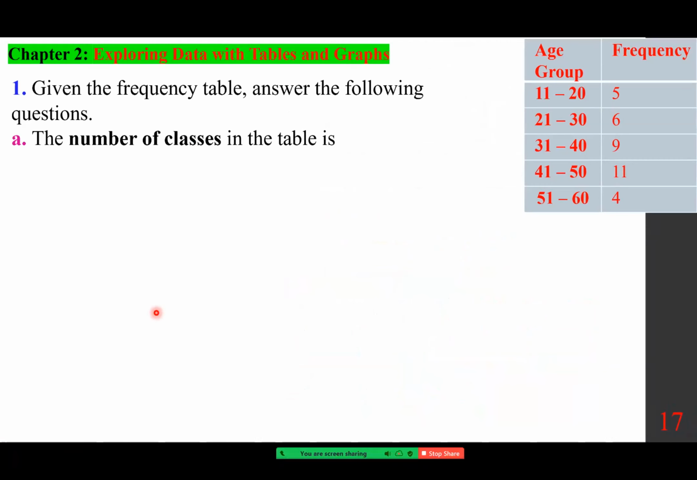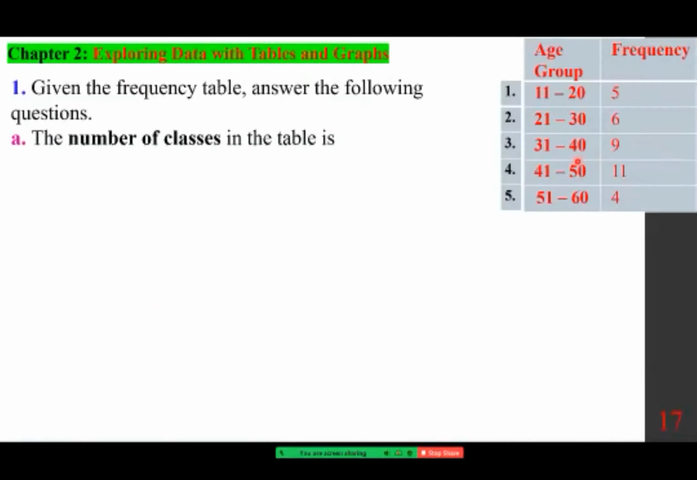So as you can see, we have 1, 2, 3, 4, 5 classes. 5 is the number of statistical age groups defined here. Therefore, the number of classes is 5.